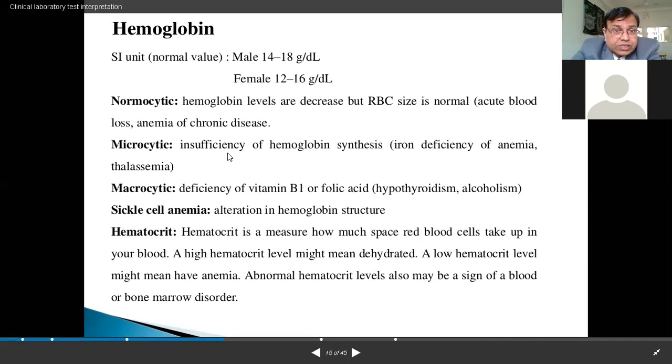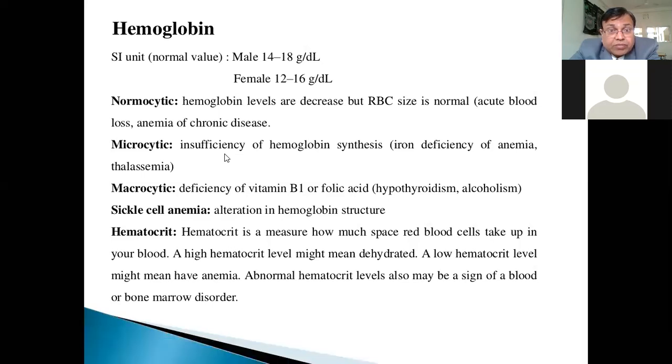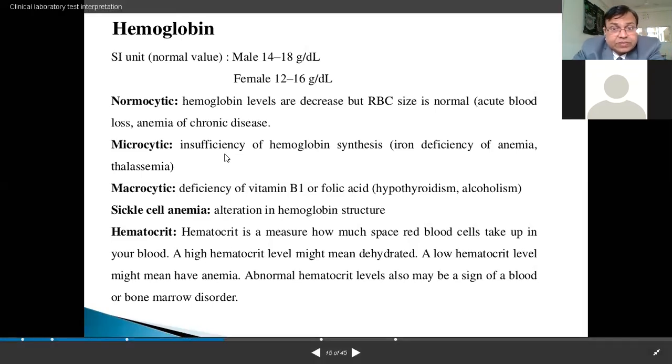Hemoglobin ranges from 14 to 18 gram per deciliter in males, and in females 12 to 16 gram per deciliter.